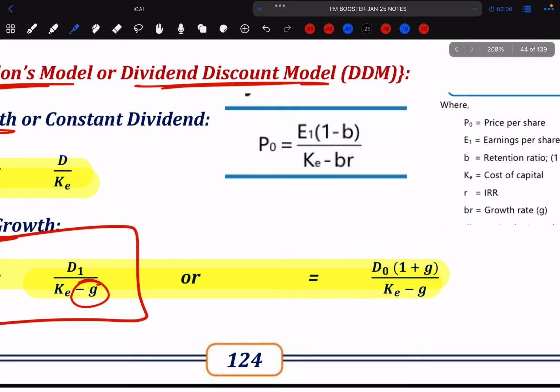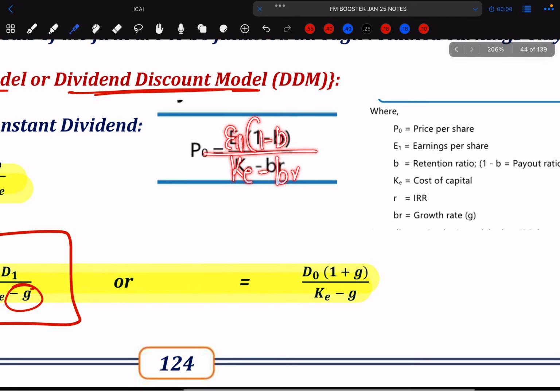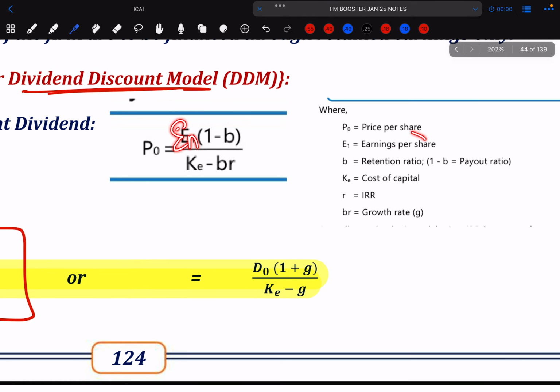So this is his formula. This formula is given in ICM material. So E1 (1 minus b) divided by ke minus b into r. So simple: E1 is earning per share, and 1 minus b is whatever we have done.